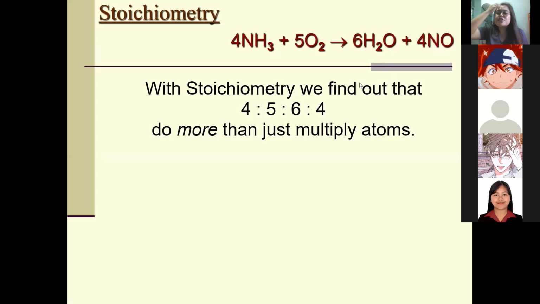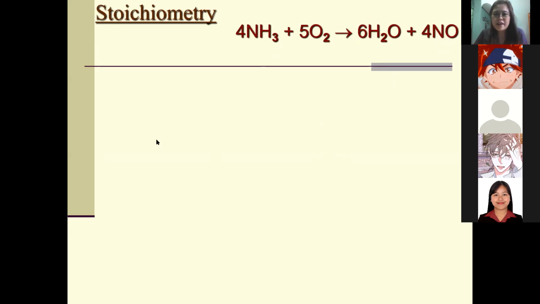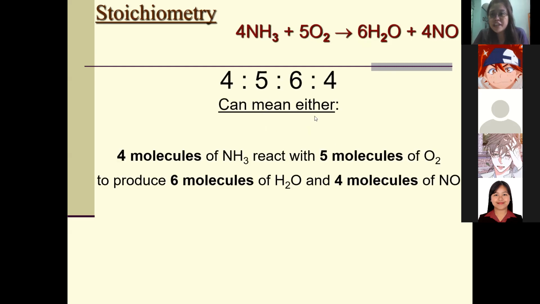Anyway, so in stoichiometry class, we find out that we have 4, 5, 6, and 4, but these are not just numbers that we use to multiply and know the total number of atoms present in our equation. So kanang numbers na nga coefficient, ang tawag pud nato ana sa ilaha kay mole ratio. Okay? Mole ratio atong tawag. So, kanang 4, 5, 6, 4 nga mole ratio, ang meaning ana, naa kay upat ka molecules ni ammonia nag-react sa 5 ka molecules ni oxygen, and then nag-produce sila 6 molecules ni water and 4 molecules ni nitrogen monoxide. Mao na ang gamit sa mole ratio nato.